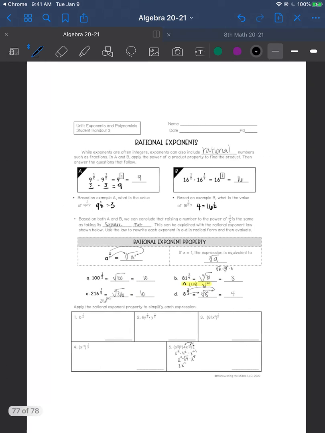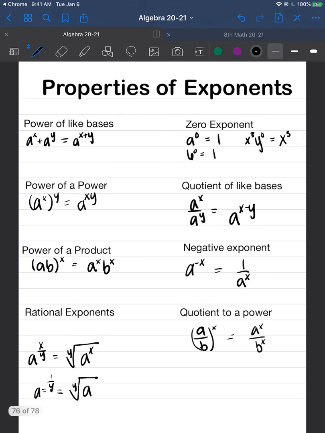Okay, so that is our rational exponents and properties of exponents. Please note that the next time we see you, you'll have a mini quiz over the properties of exponents. So please be sure that if you have any questions, come ask before the quiz. At this point, you can either finish this practice document, or you can move on to the independent activity.